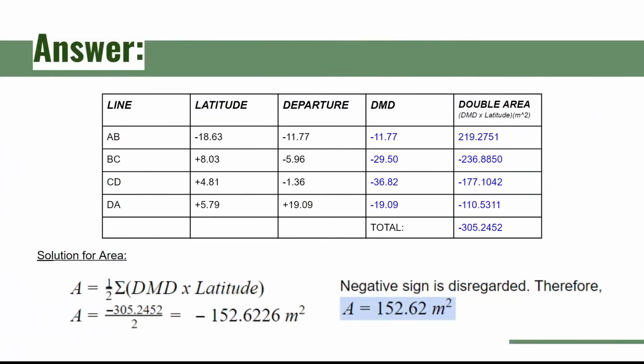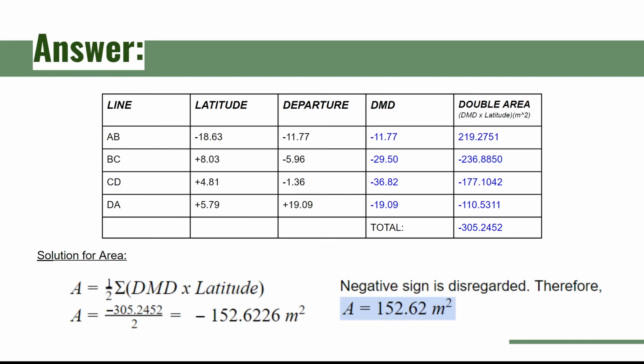Now, to get the area, we need to have the summation or total of the DMD multiplied by the latitude. The product of these two can also be called the double area. So the sum of the double areas of all the lines is negative 305.2452. Now that we have this summation, we will apply it to the formula for area, which is 1/2 the summation of the product of DMD multiplied by the latitude.